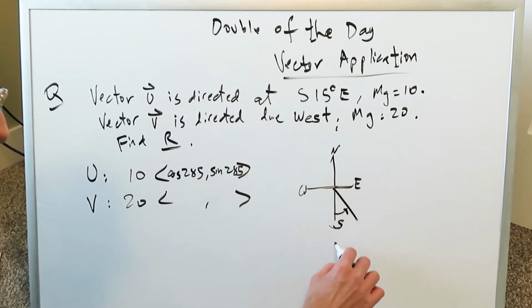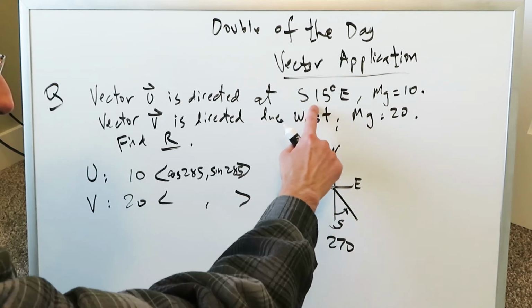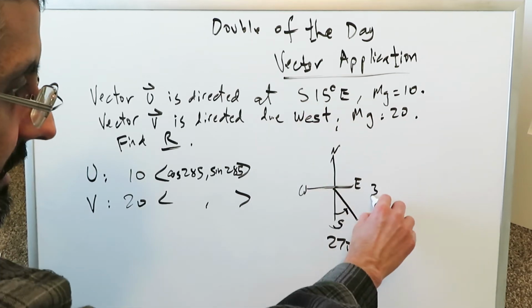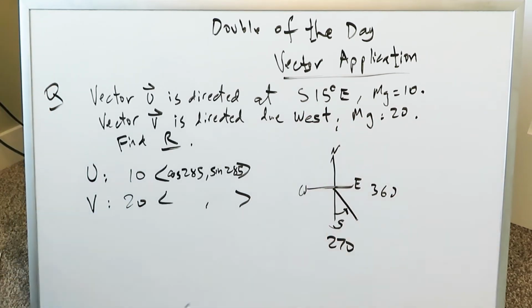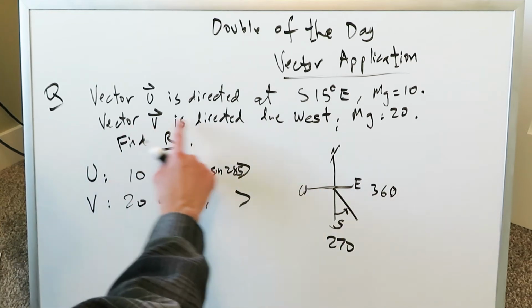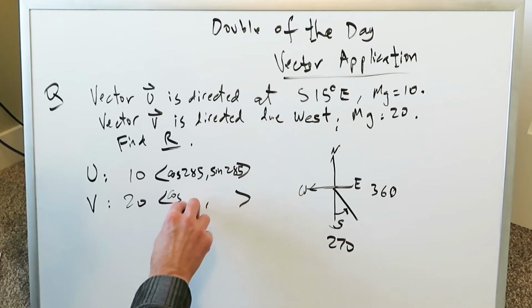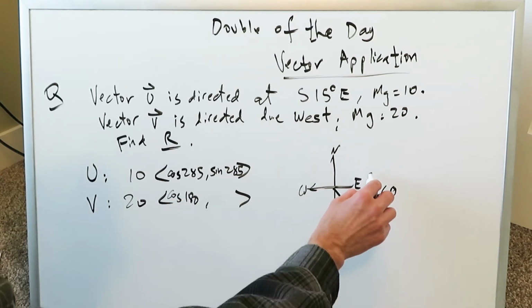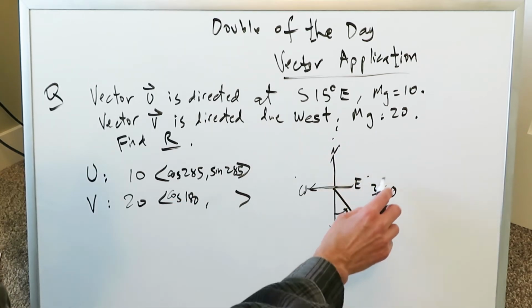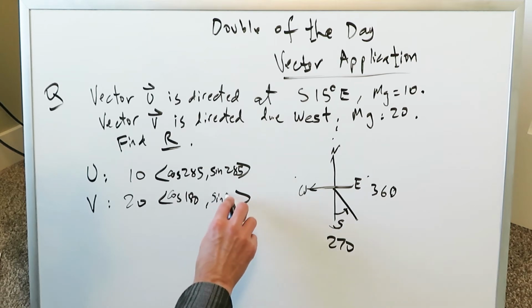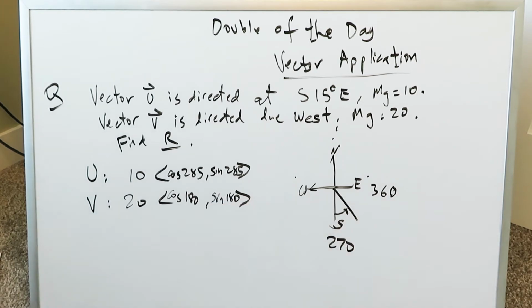So remember that again. South here is 270. We're going 15 degrees east of it towards 360, so you add 15 degrees. Anyhow, vector v is going due west. Due west is 180 degrees because you're exactly towards the left. Remember 0, 90, 180, 270, 360. It's 180. Alright, there it is. We have all the components.